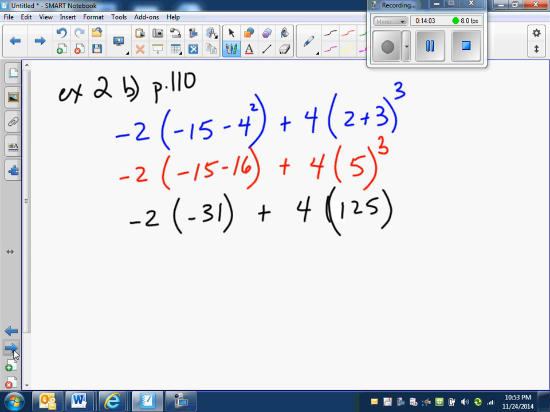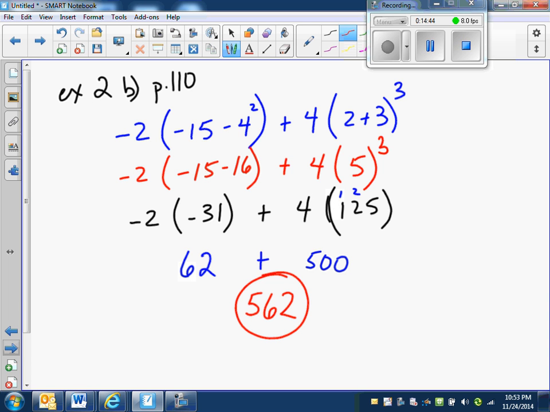So now as we move from left to right, we need to multiply this coefficient times this expression plus this coefficient times that. So -2 times -31 gives us positive 62, and we add that to 4 times 125. So 4 times 5 is 20, 4 times 2 is 8, and 2 is 10, and then 4 and 1 is 5. So 62 plus 500 gives us a final answer of 562 for this.